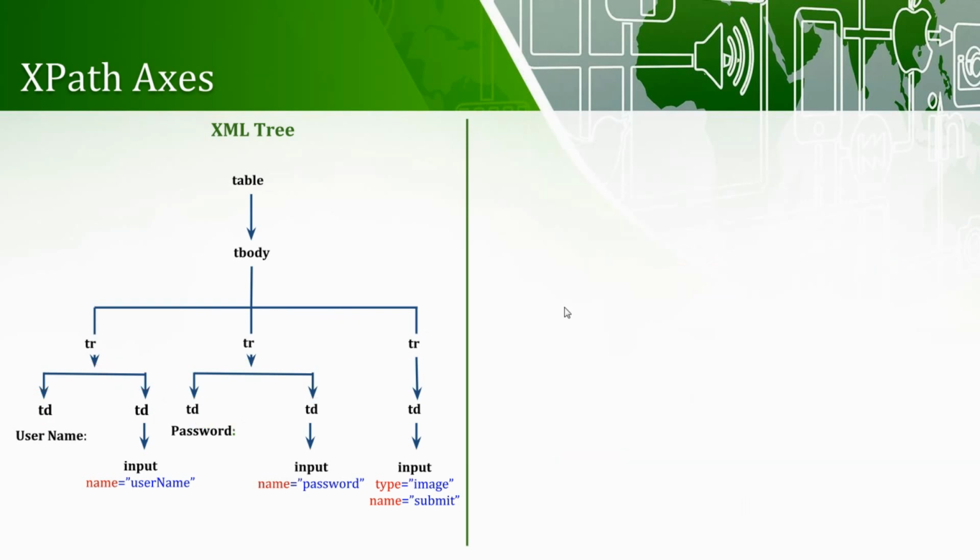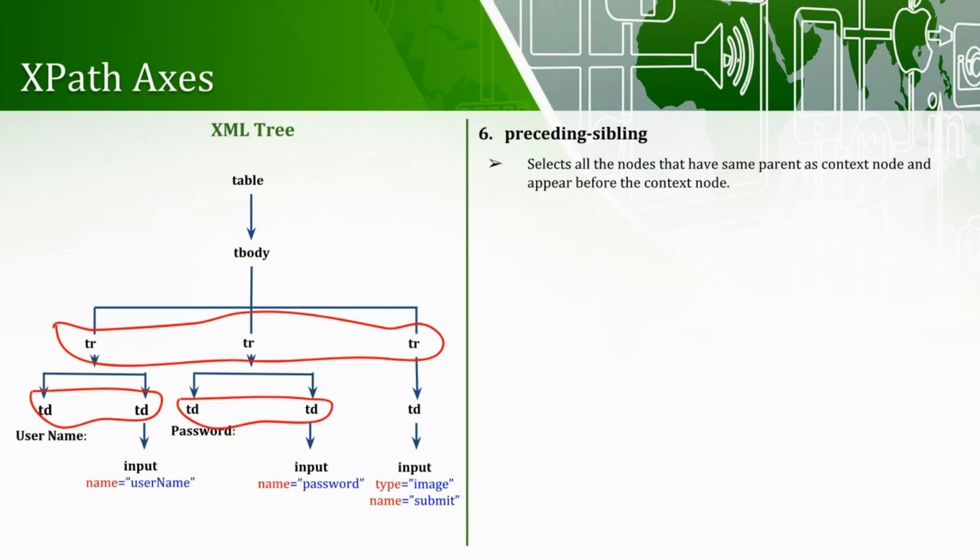The next axis is the preceding-sibling axis. It selects all the nodes that have the same parent as the context node and appear before the context node. So the nodes satisfying both conditions will be the output of preceding-sibling. For example, if I consider tr3 to be my context node, then tr1 and tr2 are siblings as well as they appear before tr3. So tr1 and tr2 will be the output of preceding-sibling. The syntax is /tag name[attribute=value]/preceding-sibling::tag name.